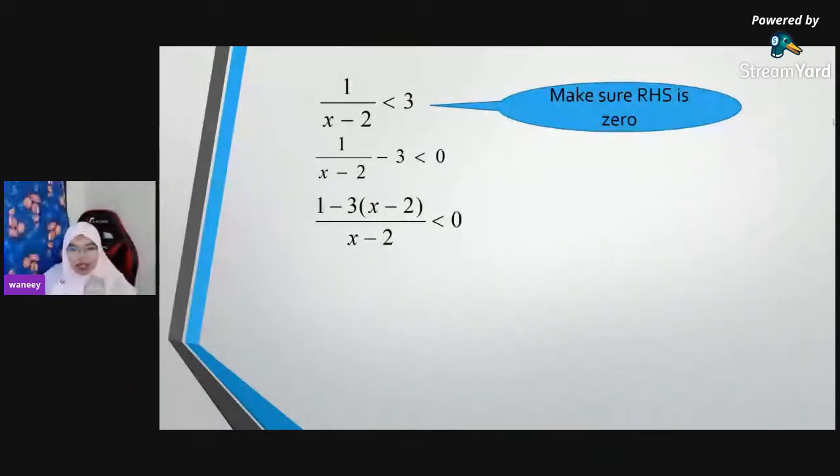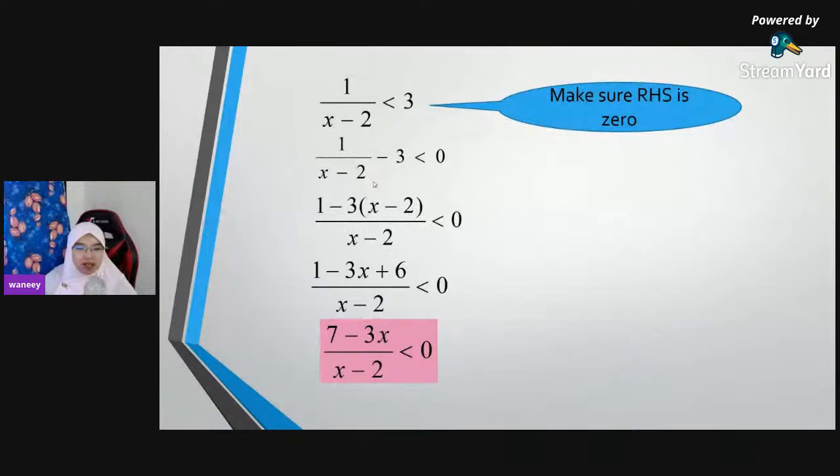So I stop at, okay, so we got to change it into a single fraction. So 1 minus 3x minus 2 over x minus 2 less than 0. So we are going to get negative 3x and then 1 plus 6. So it will become 7. So negative 3x plus 7. 7 minus 3x over x minus 2 less than 0.